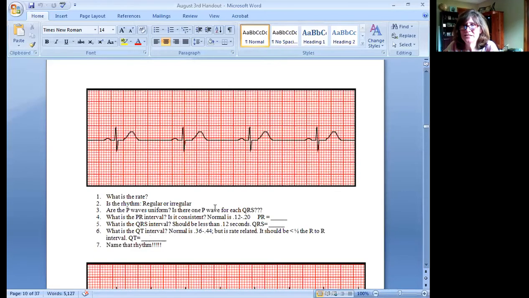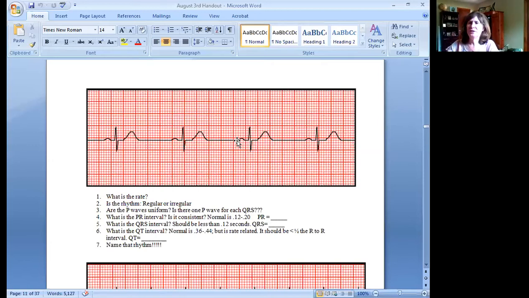Let's do this example. I'm thinking this is not a 6-second strip, so let's use the large box method again. 1 large box, 2, 3, 4, 5 1/4 almost. So what is 300 divided by 5.25? That heart rate is 57. So it's not 40, it's about 57.